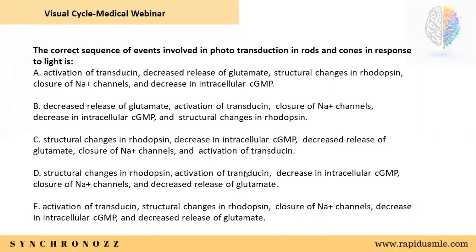There is only one single point which needs a mention. See here, what is glutamate? Glutamate is a compound which is released. Neurotransmitters are many: glycine, glutamate, acetylcholine, noradrenaline. Right? There are many. But when it comes to the retina, to be precise, the retinal layers, the predominant compound which is released is glutamate. So this will conclude our session.